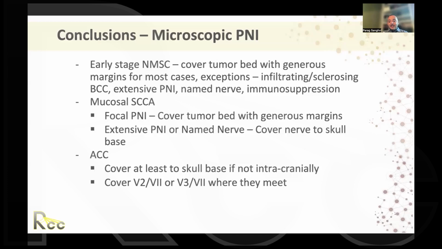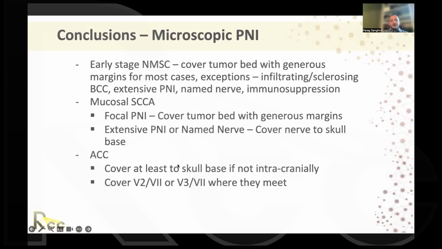Patients who have underlying CLL, as we know, CLL increases the risk of skin cancer 6-fold, and these tend to be very aggressive. Patients who are on CLL therapies like ibrutinib, I'll consider it for those patients as well. For mucosal head and neck malignancies, if there's just focal PNI, I'm going to cover the tumor bed with generous margins. If there's extensive PNI or named nerve, I'm going to cover the nerve pathways for these patients. Obviously, nasopharynx patients, by definition, we're always covering nerve pathways, even for our T1 patients. So that's definitely the exception.